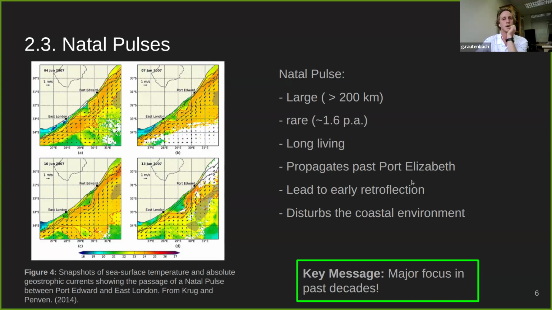They are long-living and propagate past Port Elizabeth, where they can lead to an early retroflexion of the Agulhas Current. So I'll just showcase here some snapshots of the sea surface temperature. You can really see these large meanders along the east coast, and they propagate quite far downstream, where they can cause early retroflexion.